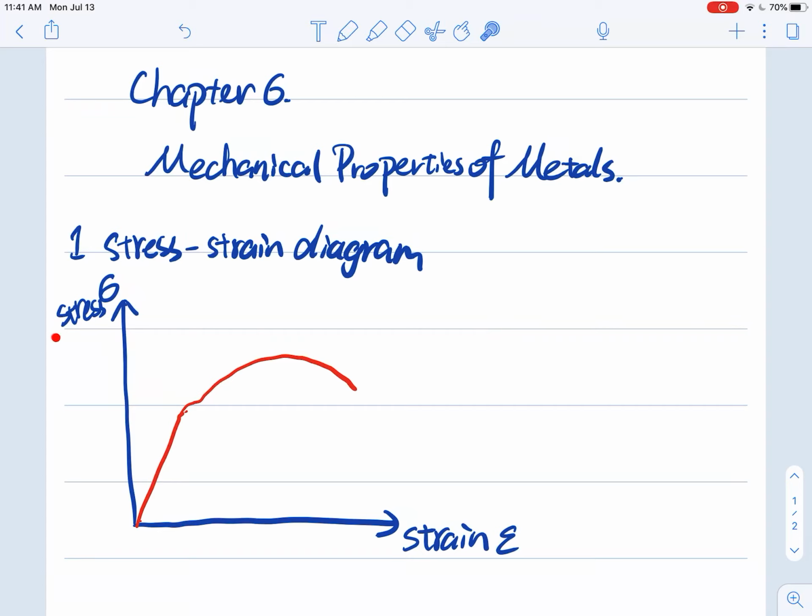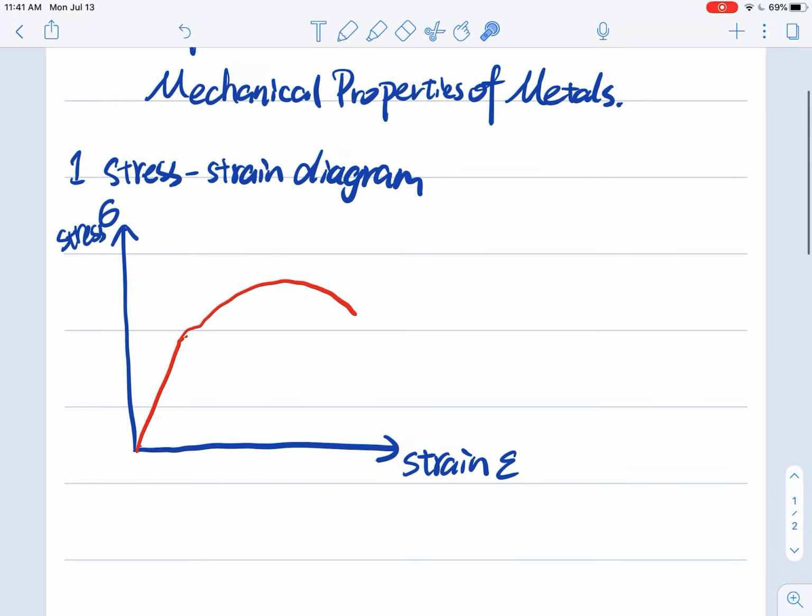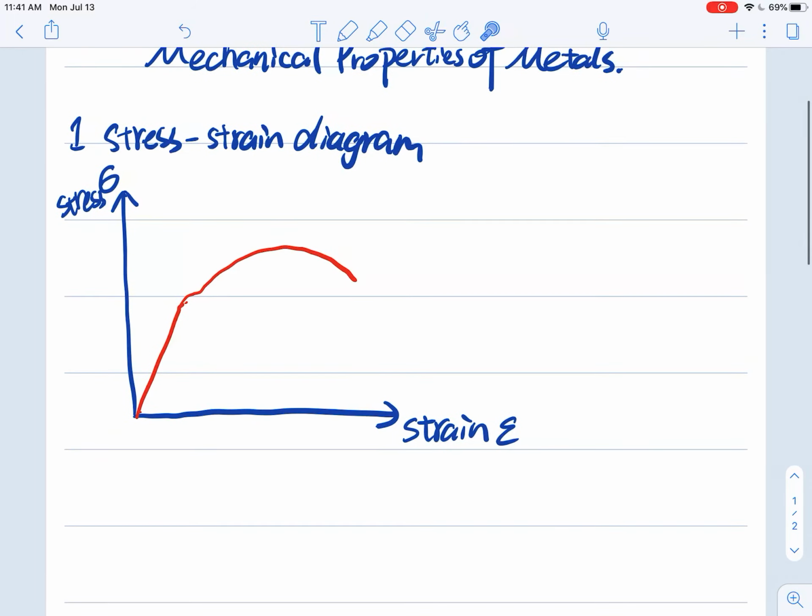And here is a drawing of a stress-strain diagram. On the y direction, we have stress. We use sigma to represent stress. And on the x direction, we have strain. We use epsilon to represent strain. And let's first look at what is stress and what is strain.